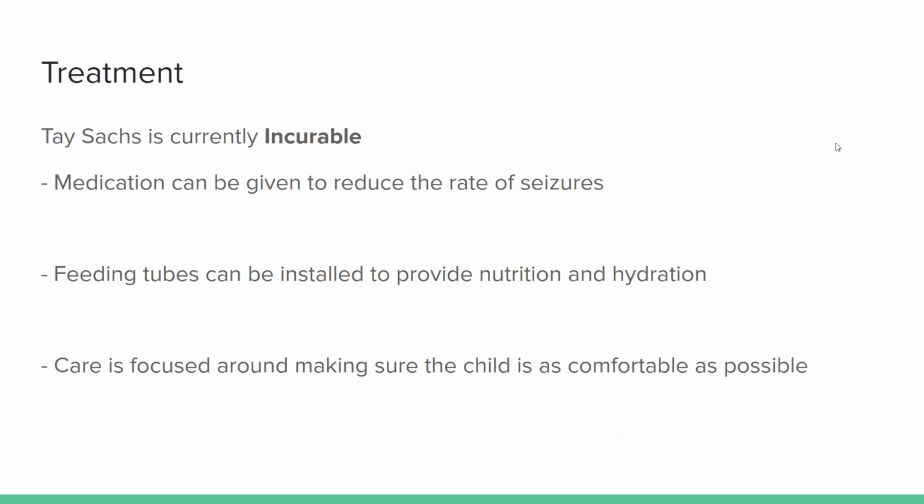So there is no cure, but there are some forms of treatment. Tay Sachs is incurable, unfortunately, at the moment, but medication can be given to reduce the rate of seizures within the infant. This makes it easier on their body and less stressful for them and the parents. Feeding tubes can be installed to provide nutrition and hydration as the child loses muscle control. And care is focused around making the child as comfortable as possible, since there's nothing we can really do to stop it.